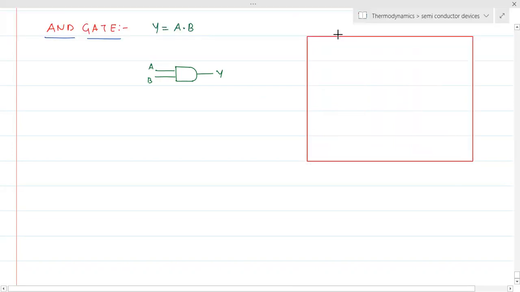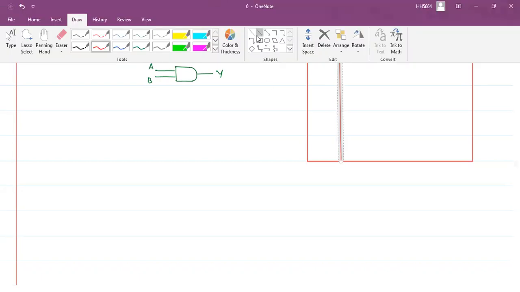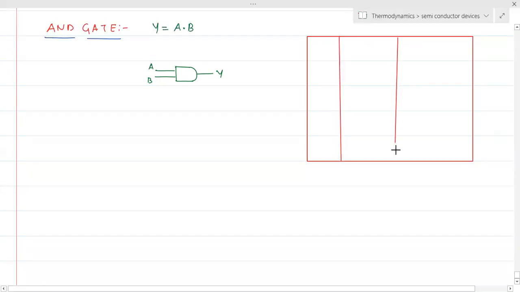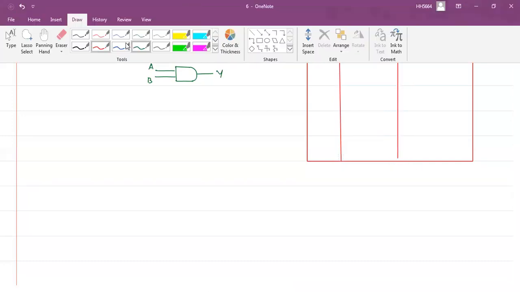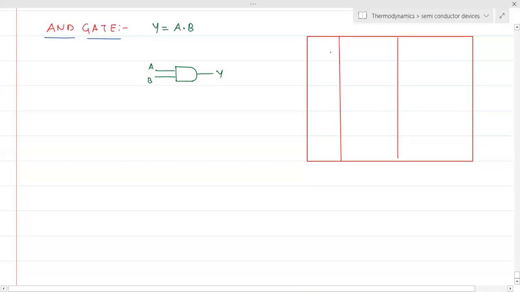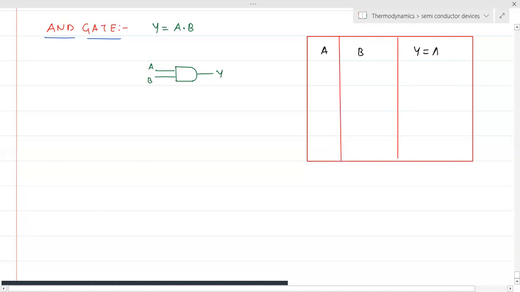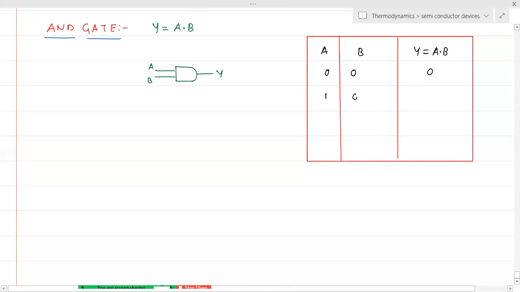Let us see what happens when A is low and B is low. Suppose this is A, this is B, and this is Y, where Y equals A dot B, simply their multiplication. 0, 0 means 0 into 0 is 0. 1 into 0 is 0, and 0 into 1 is 0. 1 into 1 is 1.